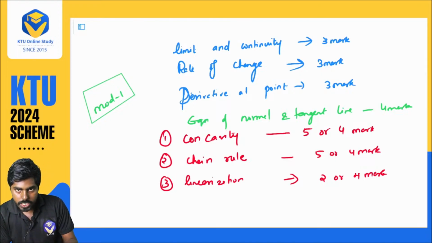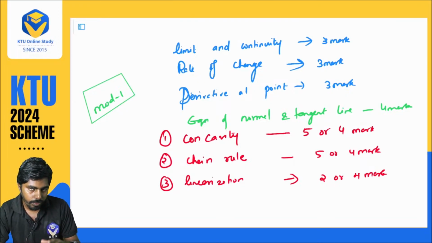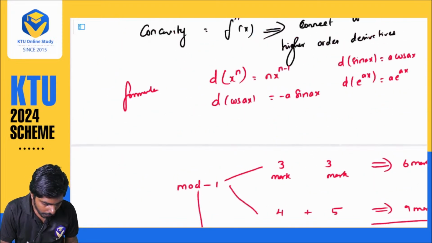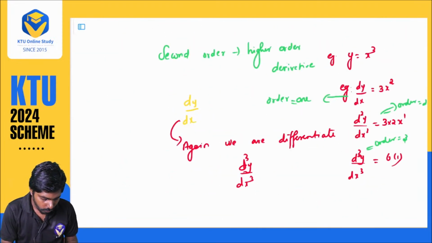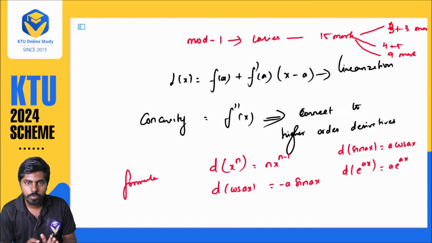Module 1 is entirely dealing with limit and continuity and ordinary differential equation. If you know the differential equation, it is very easy, and I have told you, you want to learn very few formulas. Only this much formula you want to learn.